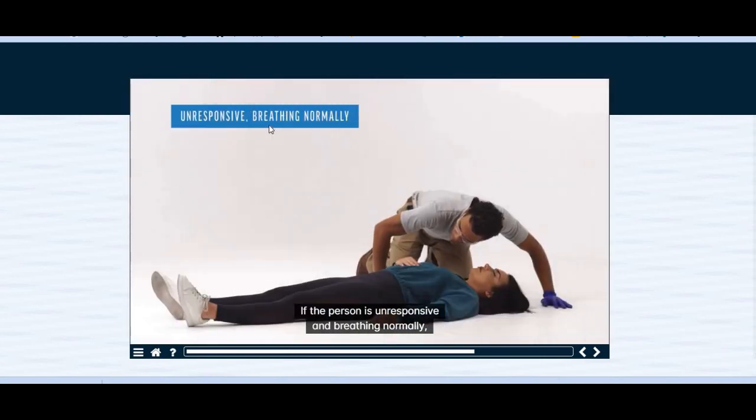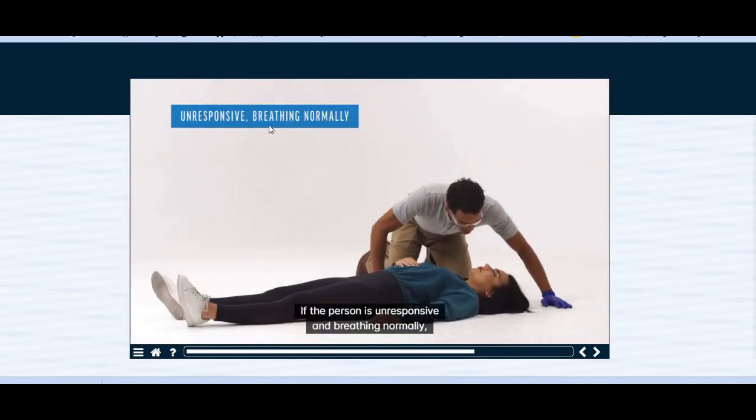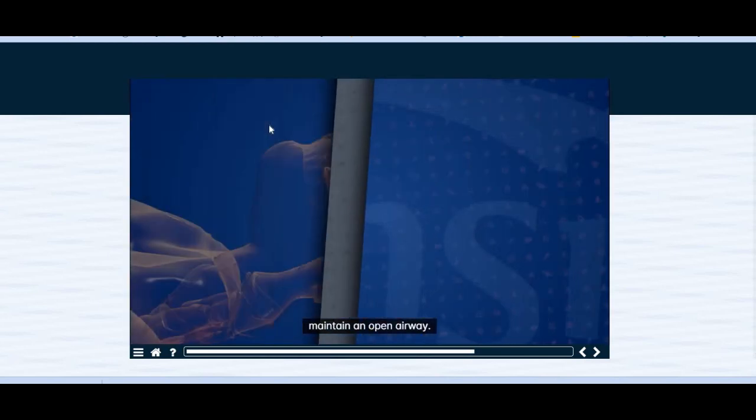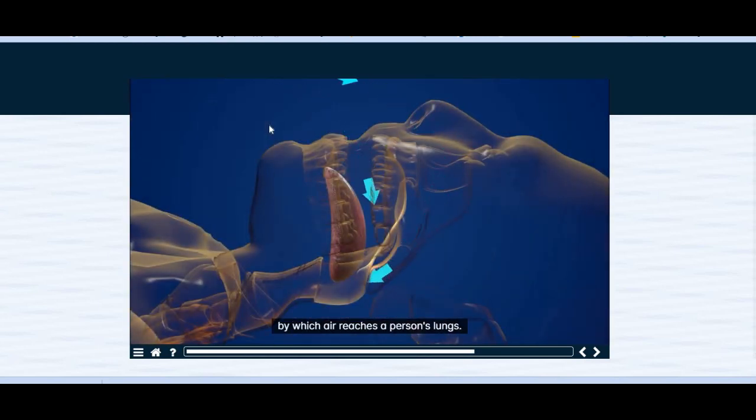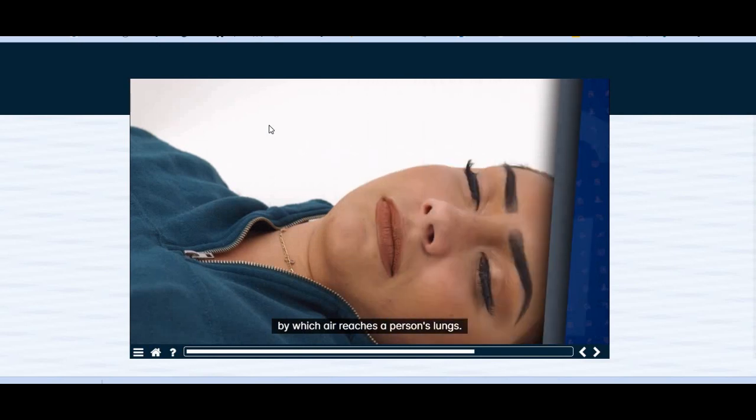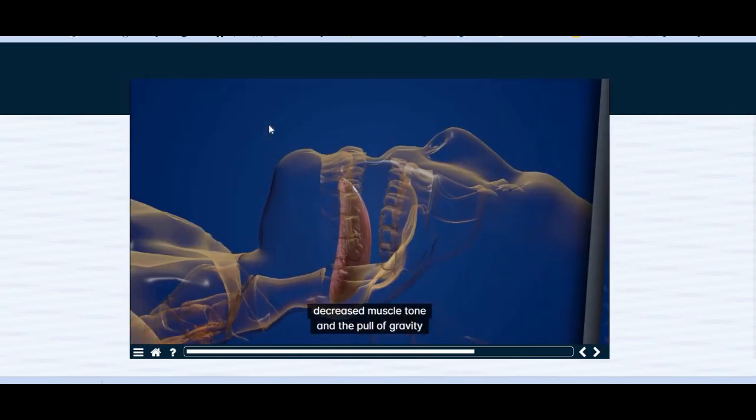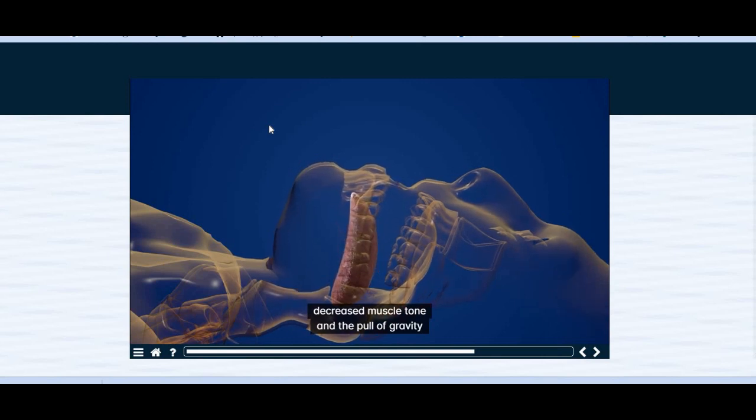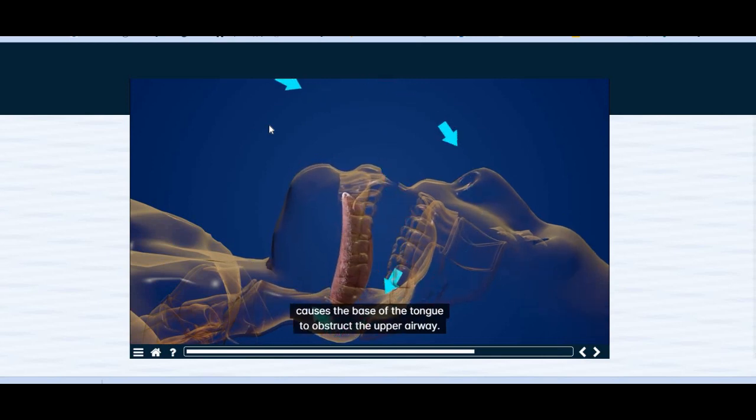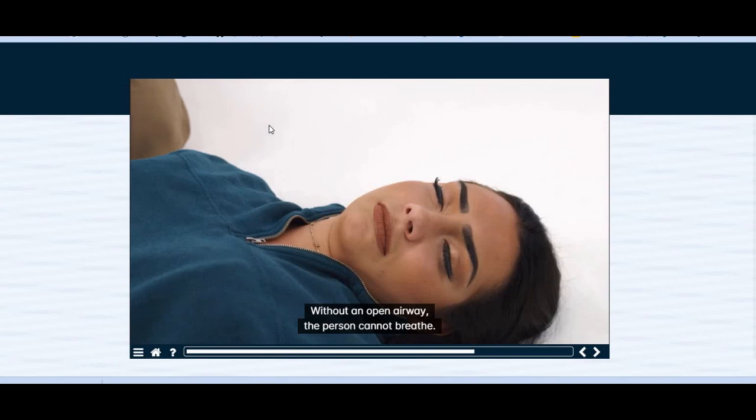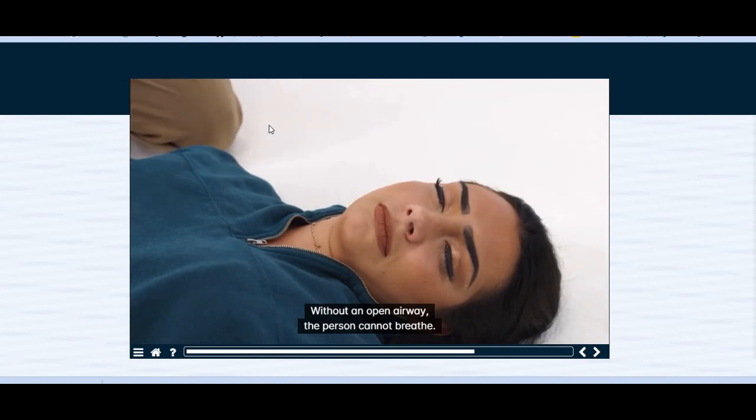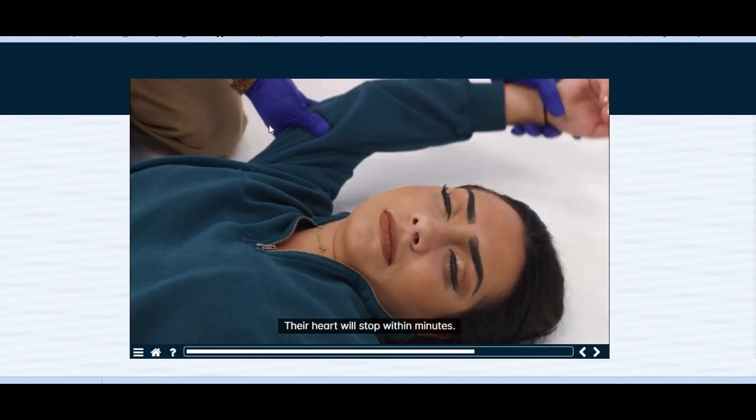If the person is unresponsive and breathing normally, maintain an open airway. The airway is a passage by which air reaches a person's lungs. When an unresponsive person is lying flat on their back, decreased muscle tone and the pull of gravity causes the base of the tongue to obstruct the upper airway. Without an open airway, the person cannot breathe. Their heart will stop within minutes.